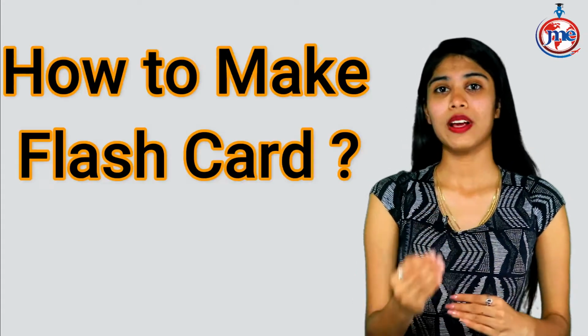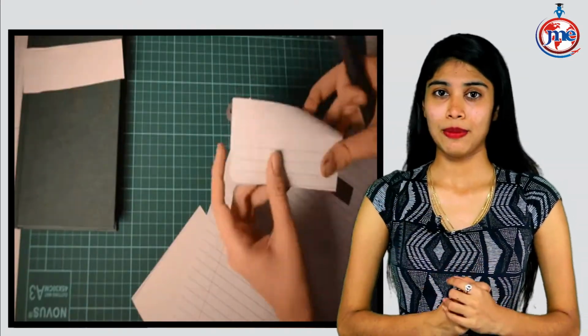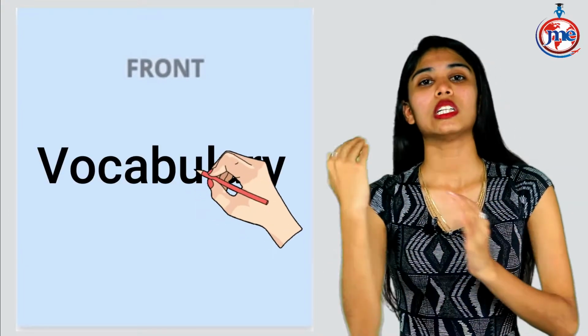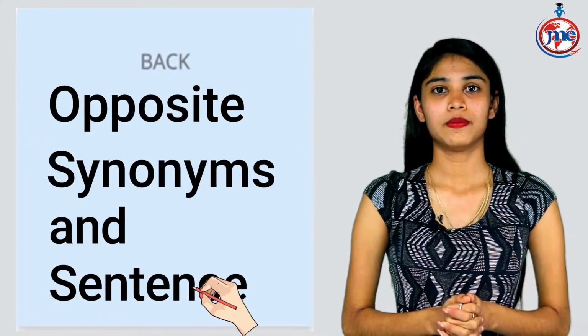Point number 5, that is making flashcards. Students, by the game of flashcards, you can easily revise all your learned vocabularies. Simply what you have to do is make a flashcard. Now I am going to explain how to make a flashcard. So students, first of all, take a chart paper, cut it into equal pieces and write your learned word on one side, and on the other side you have to write its opposite, synonyms and sentence.